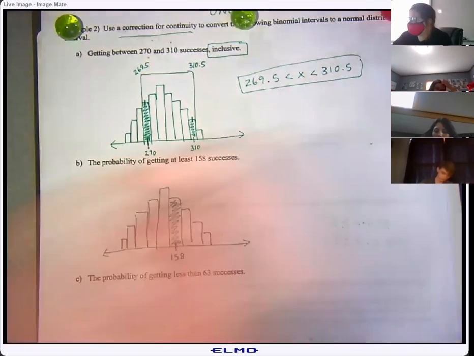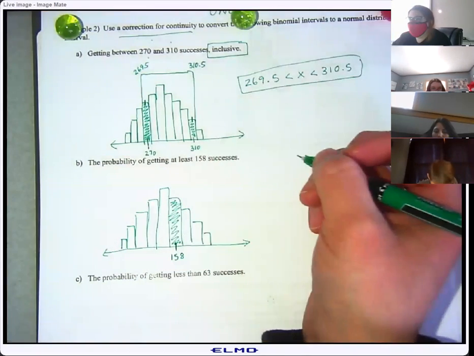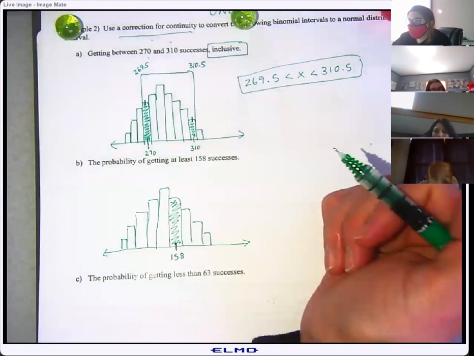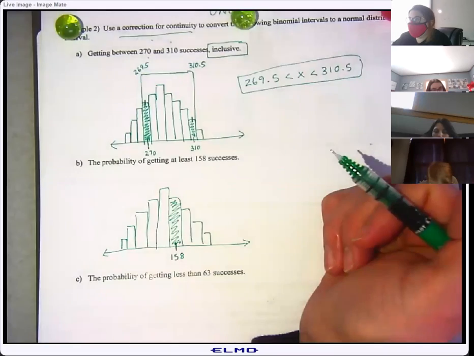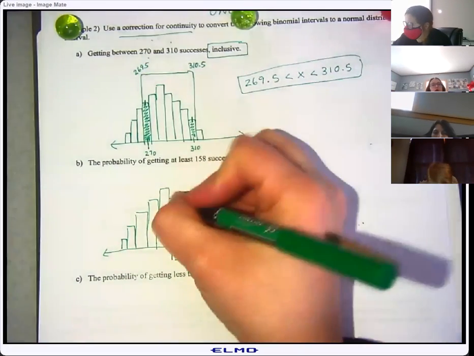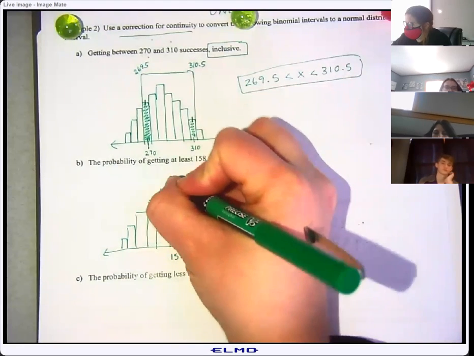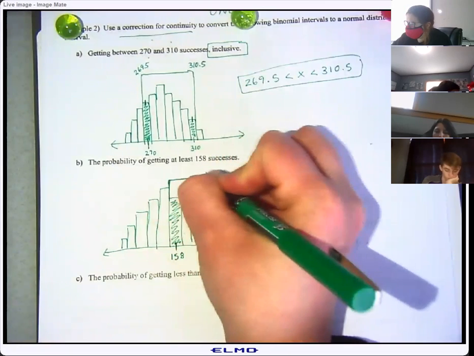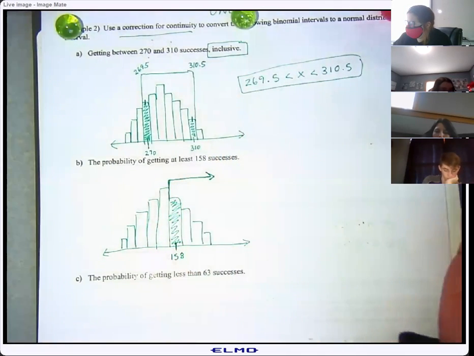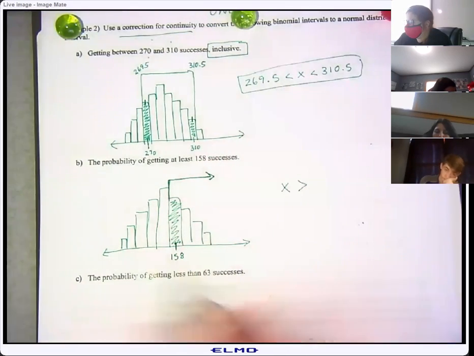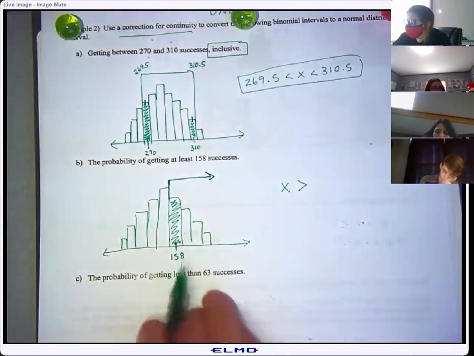Okay. So since that includes 158, is that 158 and higher or 158 and lower? 158 and higher. Right, we need at least 158, like 159 would do, 160 would do. So I'm going to draw an arrow here. I want from here over. Okay, so X has to be bigger than what now? It can't be 158.